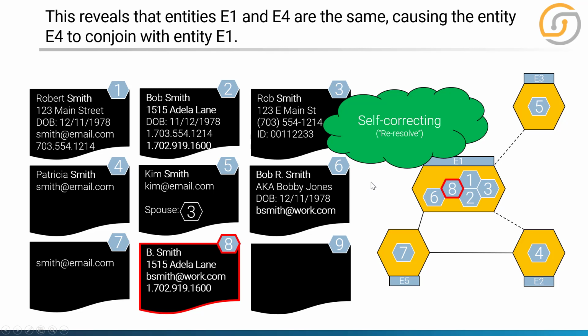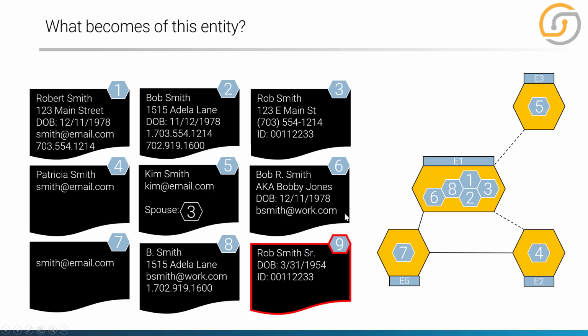Now, the same thing can happen the opposite way. Like, we could get a record, like in this case, which actually makes us understand, thanks to very strong attributes, that these were actually not the same entity.